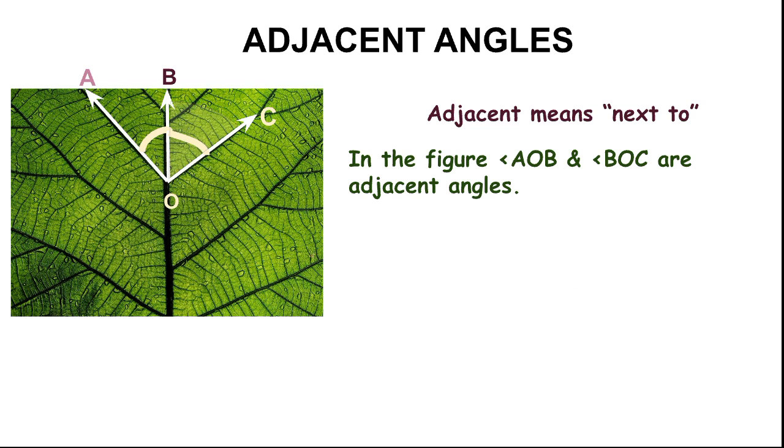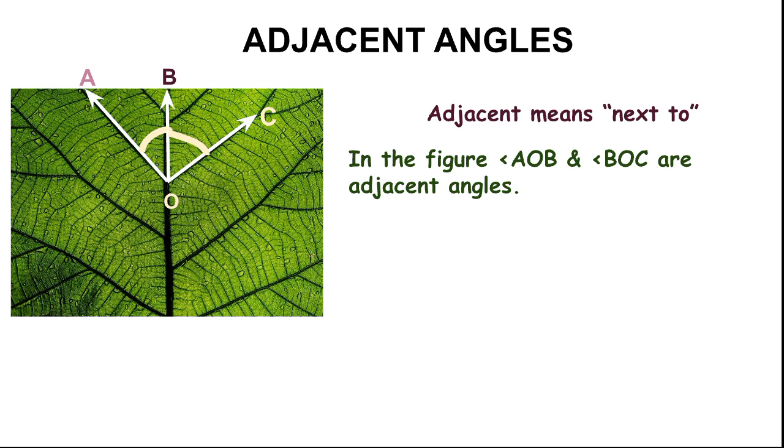Now, for these two angles, we can see that there is a common vertex O. Both these angles meet at the point O, so there is a common vertex O. And these two angles have the common arm OB. OA is on the left side of OB and OC is on the right side of OB. So these two angles are called adjacent angles.